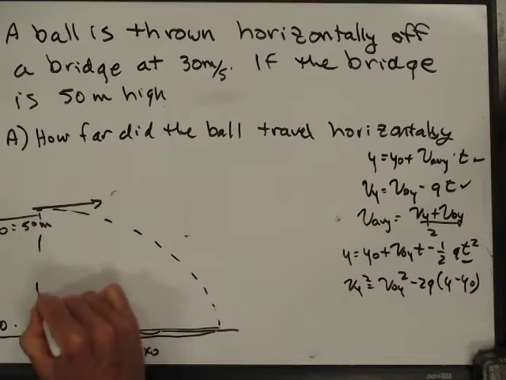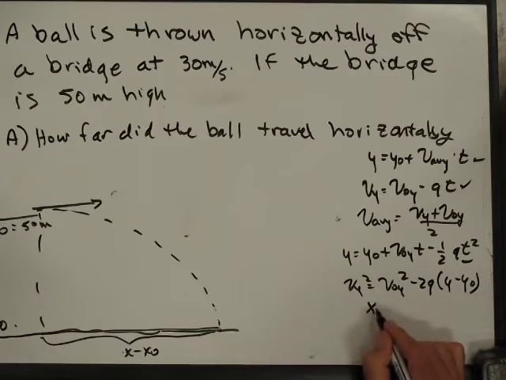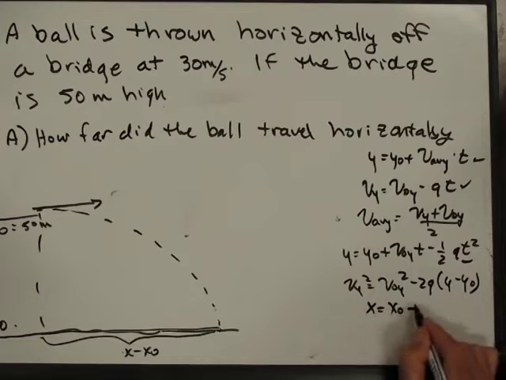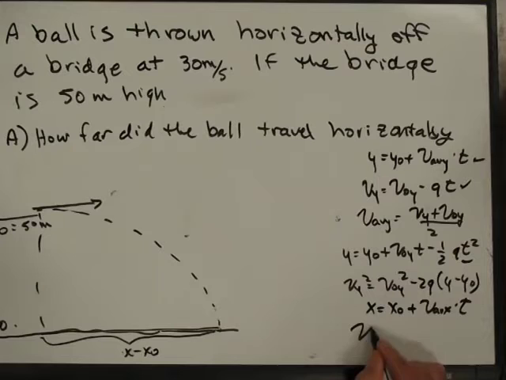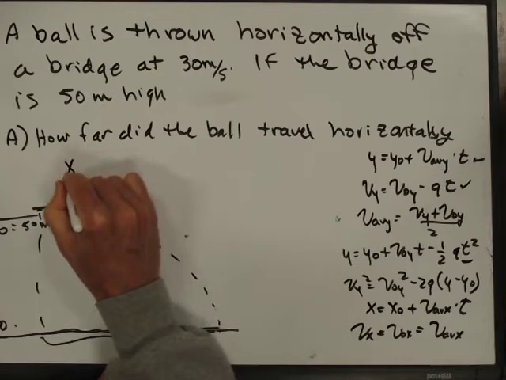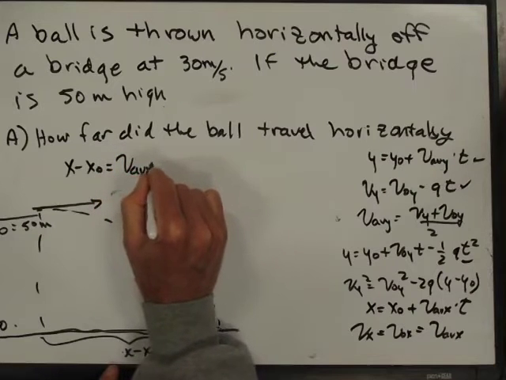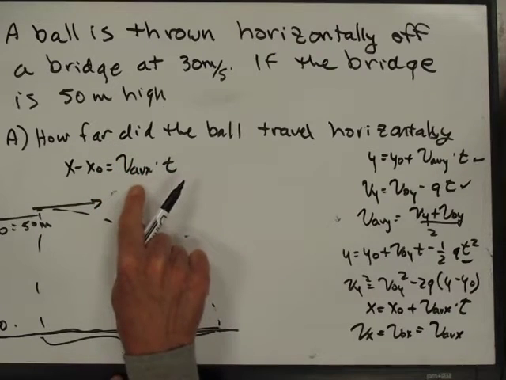Its initial horizontal position is from where it was thrown. This is where it hits the water. And so if you remember your x equations, we had x equals x naught plus v average x times time, and then vx equals v naught x equals v average x, right? And so if we rearrange that, we get x minus x naught is equal to v average x times time.